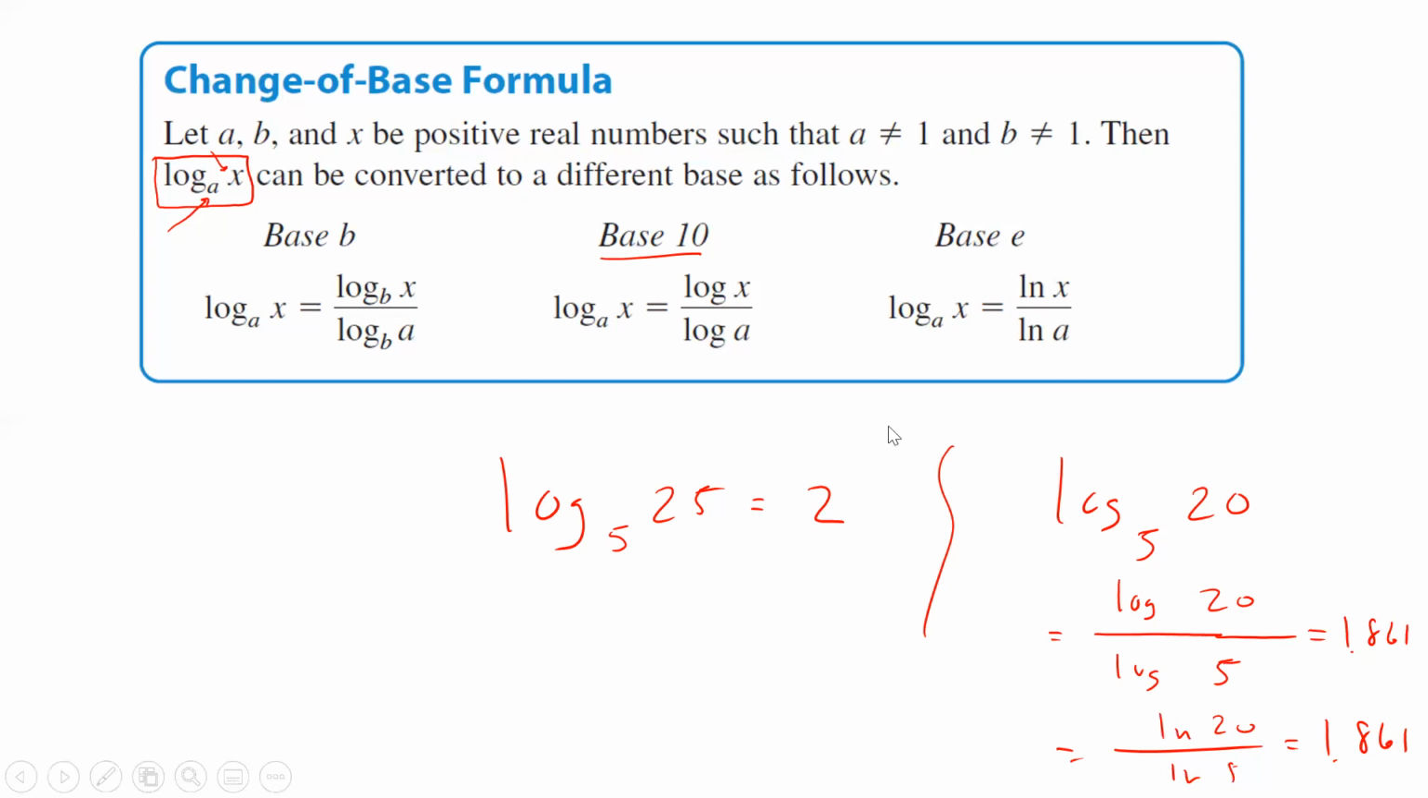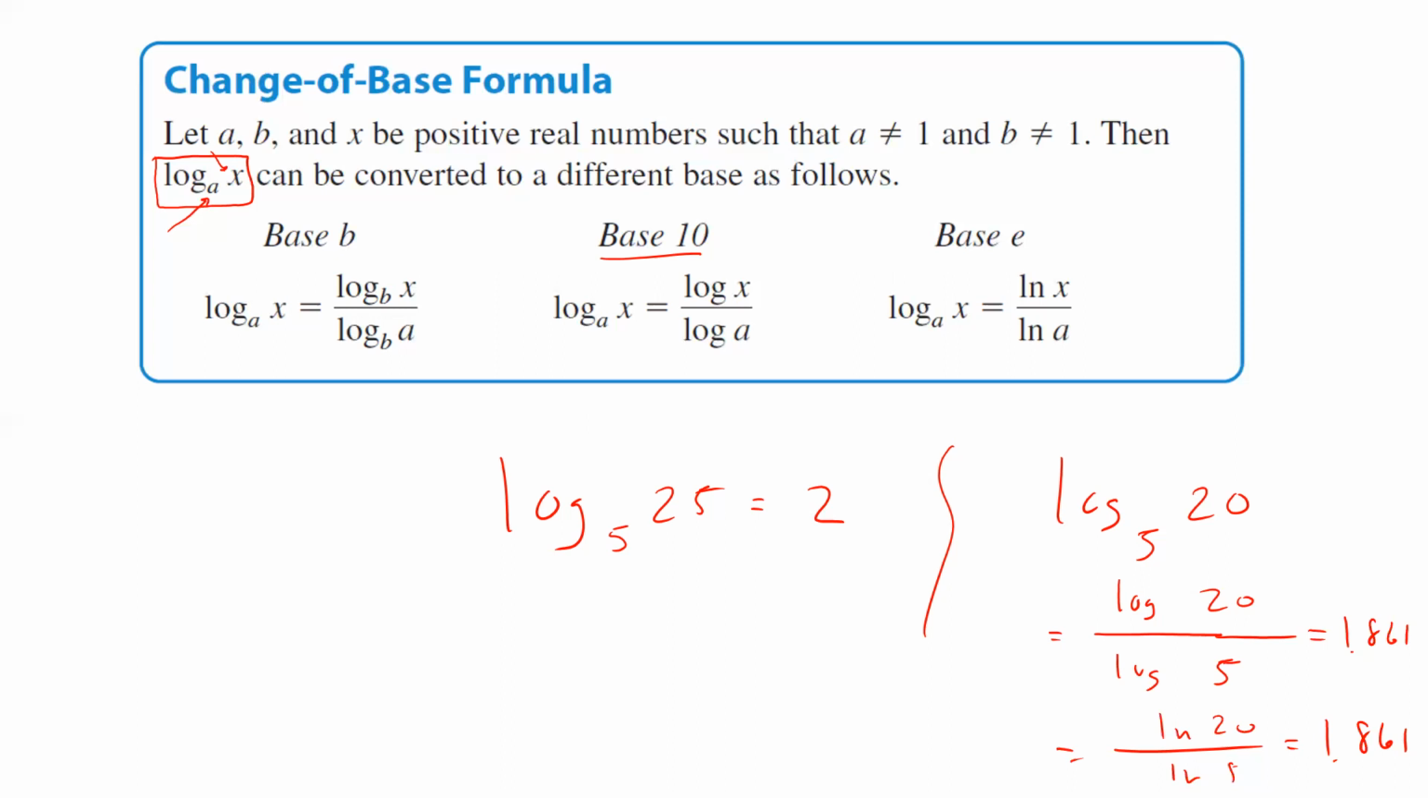So on a calculator, if you have something in base 10 and you want to switch it to base A, you just take base 10 of your number and then base 10 of whatever you want to switch it to.